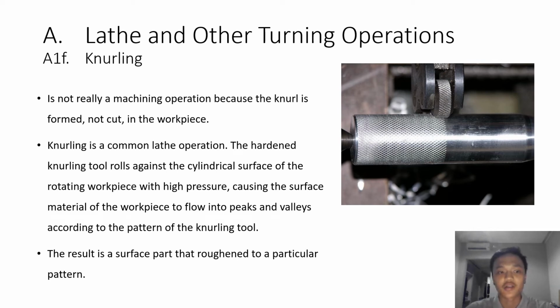The next one is knurling operation. Knurling operation is not really a machining operation because the knurl is formed, not cut, in the workpiece. Knurling is a common lathe operation. The hardened knurling tool rolls against the cylindrical surface of the rotating workpiece with high pressure, causing the surface material of the workpiece to flow into peaks and valleys according to the pattern of the knurling tool. The result is a part surface roughened to a particular pattern.